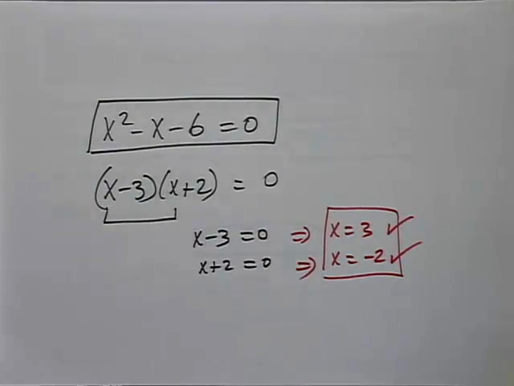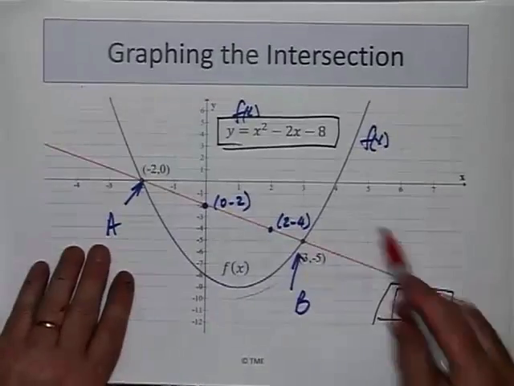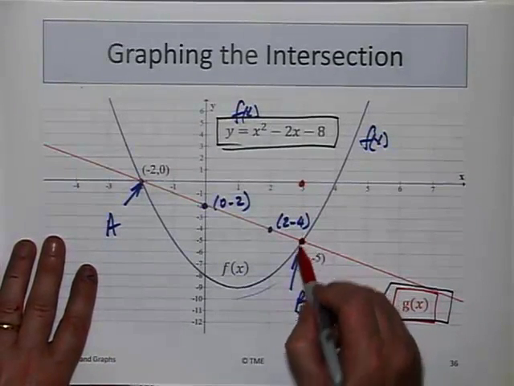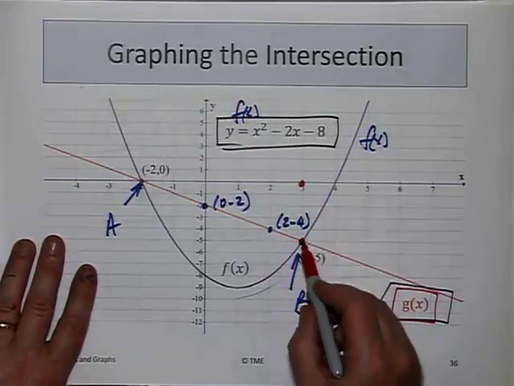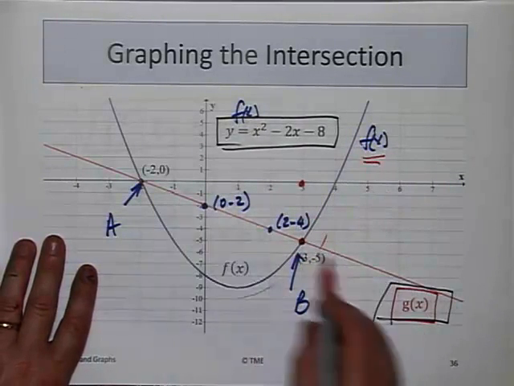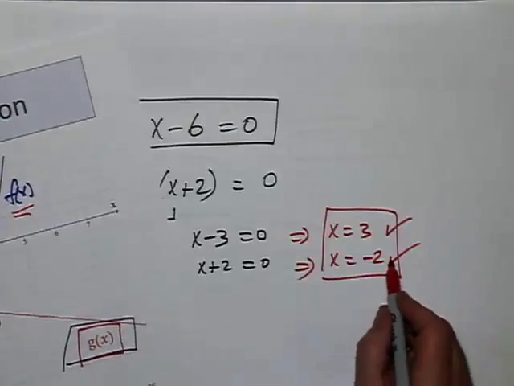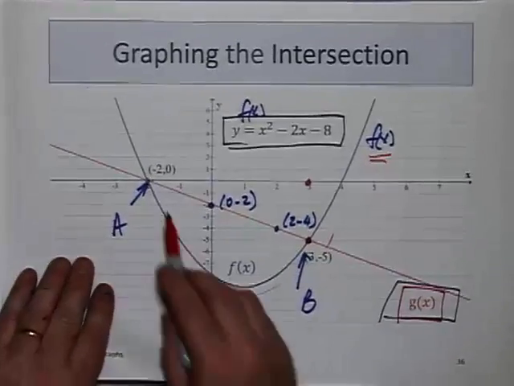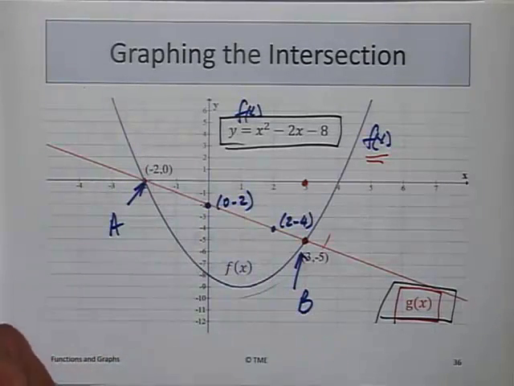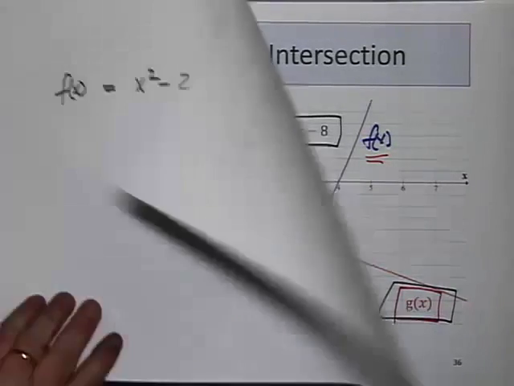What we're saying is that when x is 3 here, that x value gives you the same value for the f(x) curve as it does for the g(x). When it's minus 2, it gives you the same value for the f(x) and the g(x). So let's look at that.